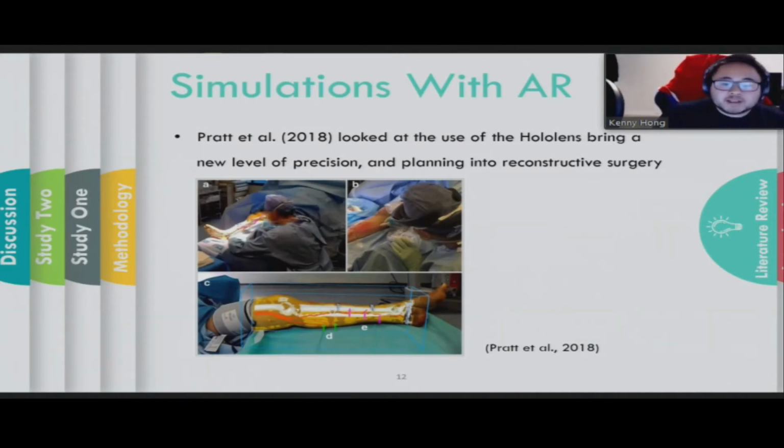There have already been examples of simulations with AR. Pratt and colleagues looked at using the HoloLens to bring a new level of precision and planning into reconstructive surgery. Through preliminary studies, the authors were able to demonstrate that using the HoloLens could help with precise localization of perforating vessels. With positive results and feedback with the HoloLens from the authors, I hope to leverage this technology to help deliver performance feedback to the users of this tool.